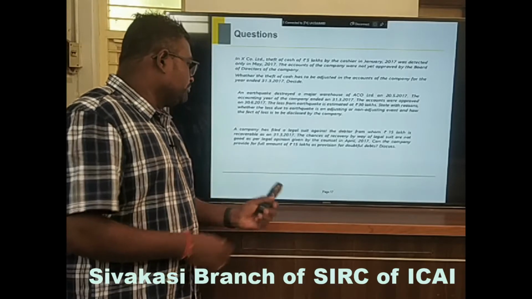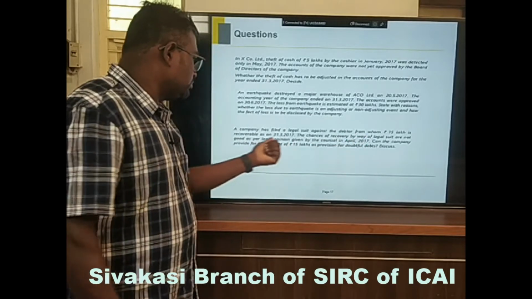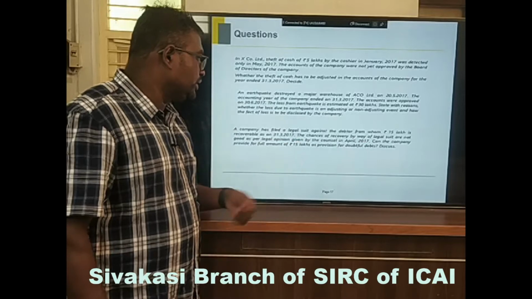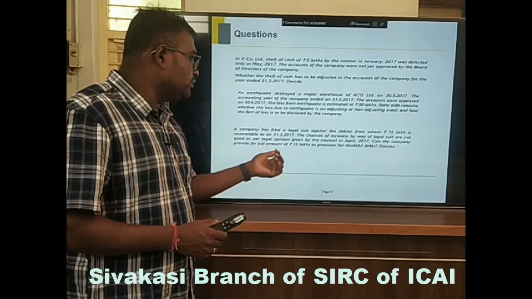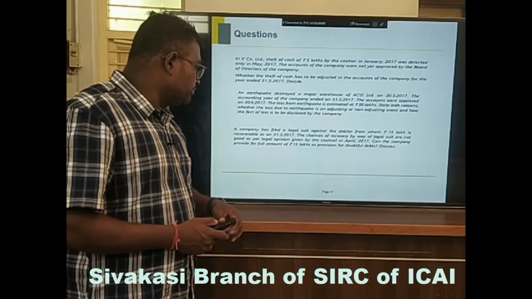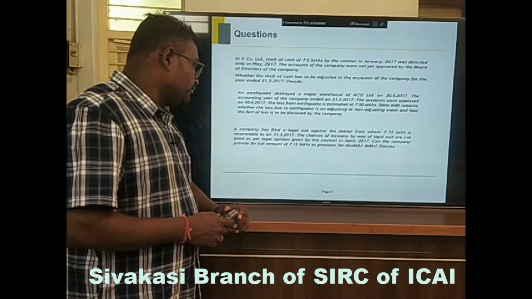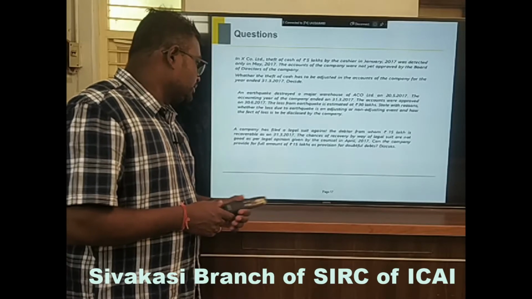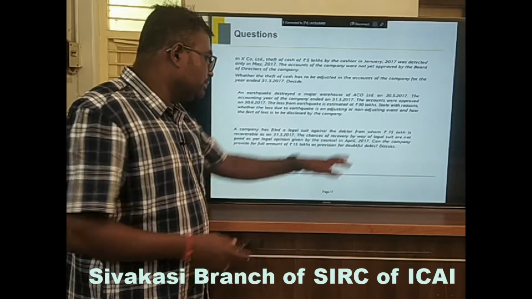Again, a company has filed a legal suit against a debtor from whom 15 lakhs is recoverable as on 31/3/2017. The chances of recovery by way of legal suit are not good as per the legal opinion given by the counsel in April 2017. Can the company provide the full amount of 15 lakhs as provision for doubtful debts? Please discuss. So the legal opinion came in April 2017.